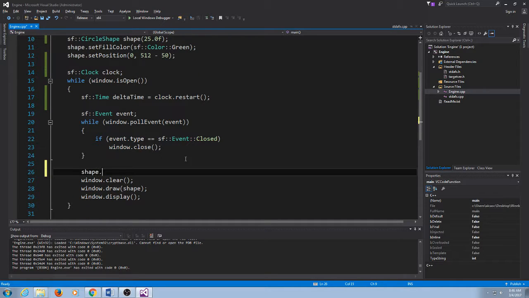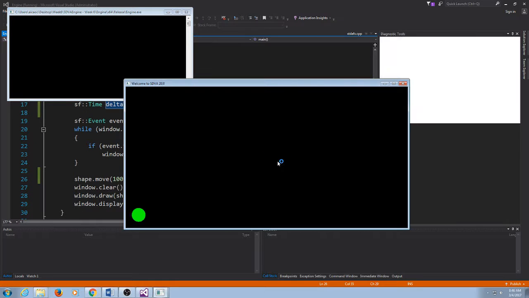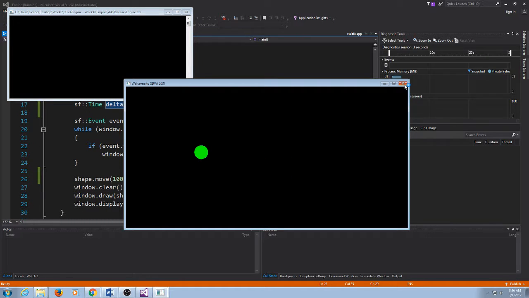And the goal being that I'm going to move my shape. I'm going to move it 100 pixels to the right per second, and then let's do 100 pixels, so negative 100. And so by moving the shape by 100 pixels per second, I know that I can have this thing cross the screen in a specific amount of time. Like so. Up and to the right.